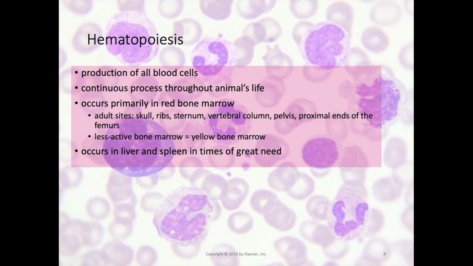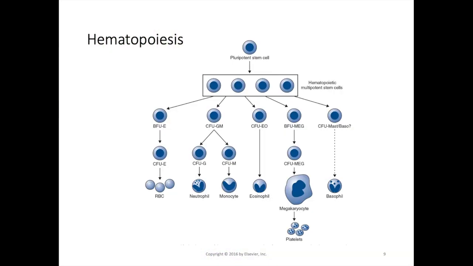Sometimes as well, hematopoiesis will occur in the liver and the spleen, especially during times of great need. So if the animal is hemorrhaging or if they have a chronic condition that's destroying their red blood cells or white blood cells, then they'll start producing blood cells through their liver and their spleen.